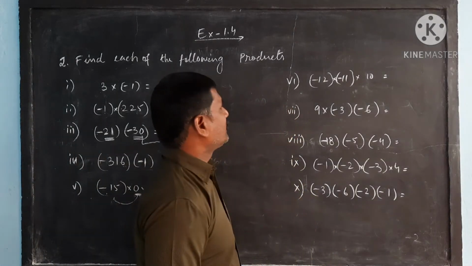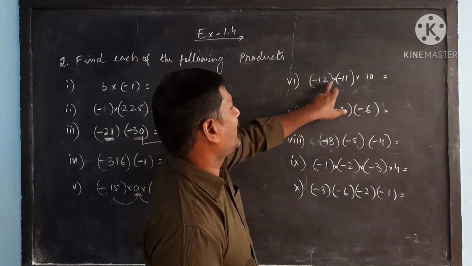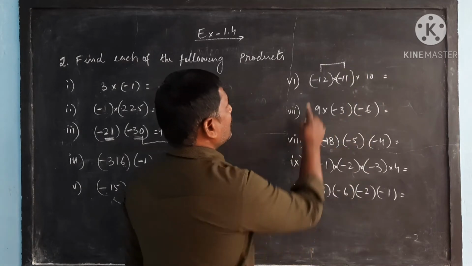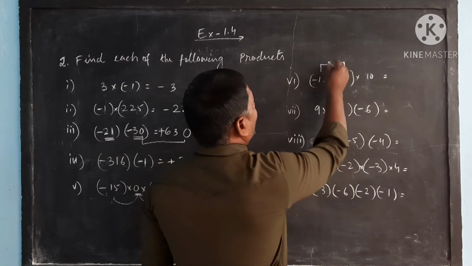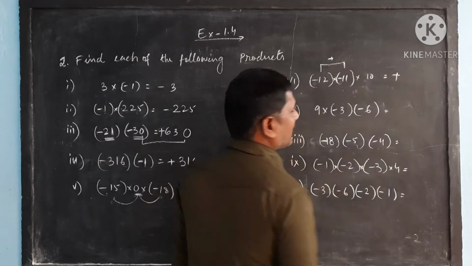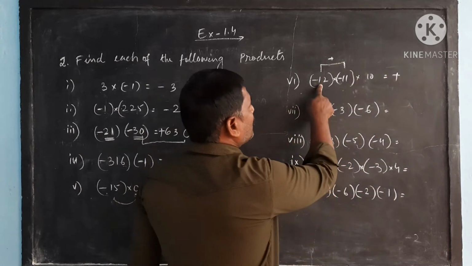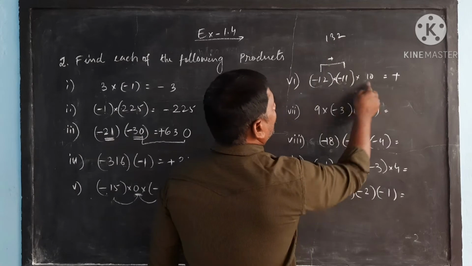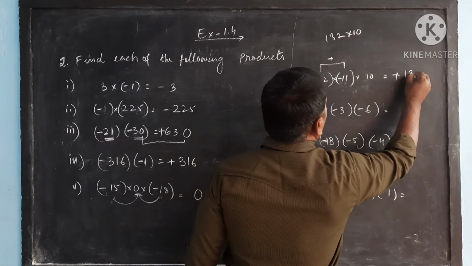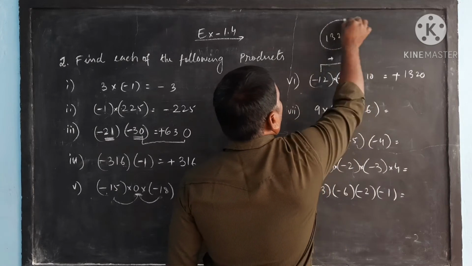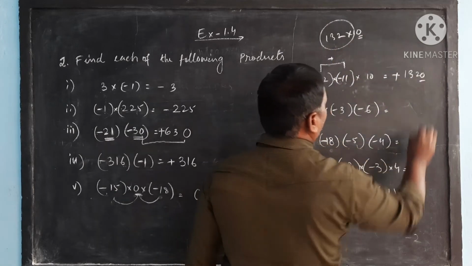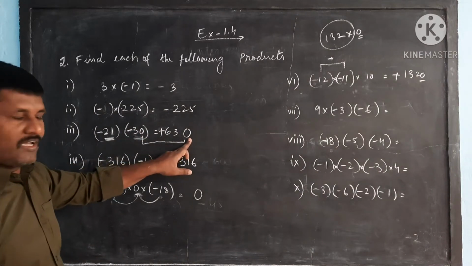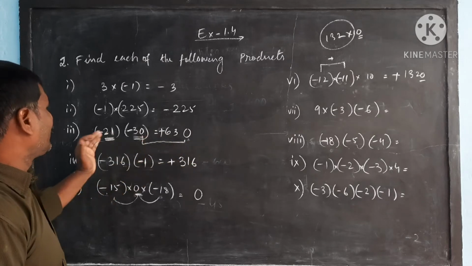Now let's come to the sixth one. It is given: minus 12 into minus 11 into 10. First you have to multiply these two numbers. Minus 12 into minus 11, you get a plus number. First you keep the sign. Then 12 into 11, you can multiply, you get 132. Then 132 into 10, you can write 1320, because 132 into 1 is 132, and at the last you can put a 0 to the number, as I told earlier. So if 0 is the last digit of a given number, you don't multiply with 0; you write the remaining numbers and put a 0 at the end.